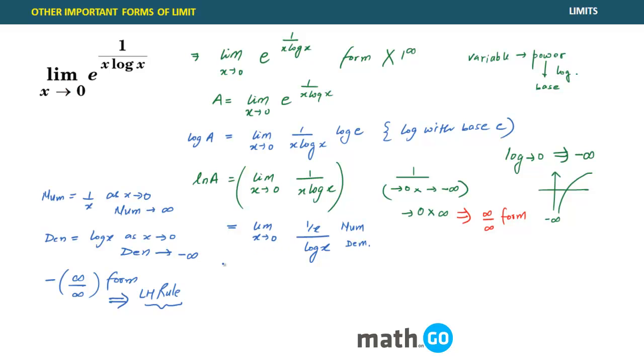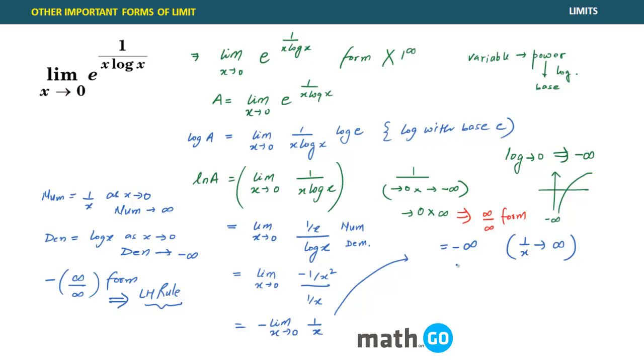So if you apply LH rule here, what would the answer become then? It will become limit x approaching 0. What is the derivative of 1 by x? Minus 1 by x square. And what will be the derivative of log x? That will be 1 by x. And if you solve this completely, your answer would be minus limit x approaching 0 of 1 by x, right? And what would be the answer to this particular form? Let me write it over here then. The answer to this particular form would be nothing but minus infinity, because we know that 1 by x is nothing but infinity. Got it?